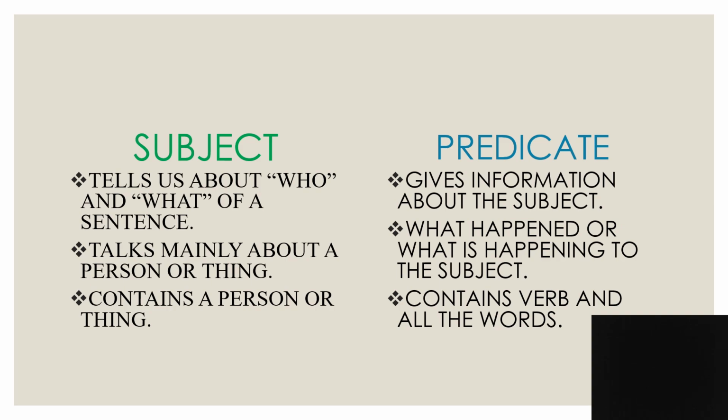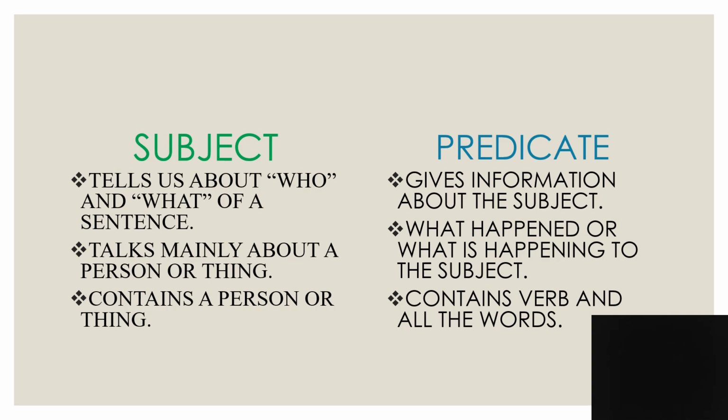Say for example, Rama is dancing. So in the sentence, Rama is dancing, Rama is the subject. Is dancing will be the predicate. Rama is a subject, and what is Rama the subject doing? She is dancing. That is what the predicate does, gives information about the subject or what happened or what is happening to the subject. Here Rama is dancing, what is happening to the subject? Rama is dancing.